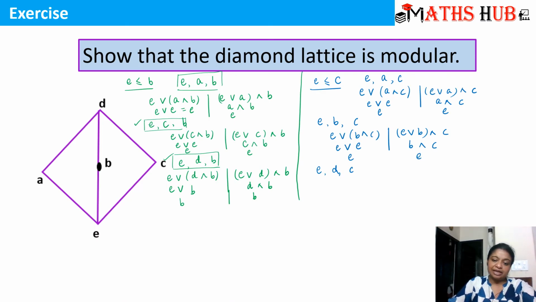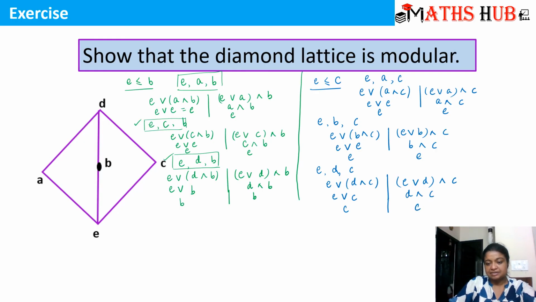Now let's check with E, D, C. So you have E join D meet C, and we have E join D meet with C. So this is E join D meet C, which is C. And what is E join C? It is C. What is E join D? It is D. And D meet C is C. Right? So now, next pairs.